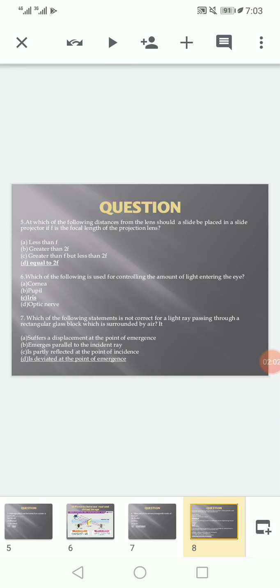Number 6 says, which of the following is used for controlling the amount of light entering the eye? The iris is the part of the eye that controls the amount of light entering the eye.